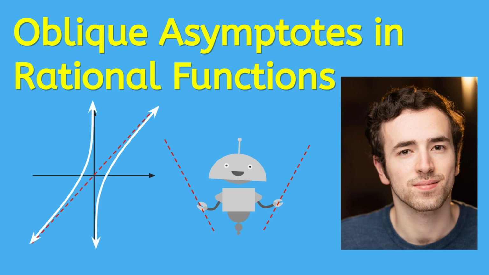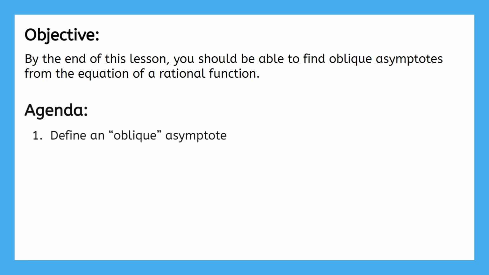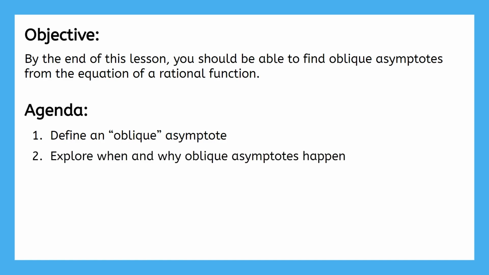In the last lesson, we mentioned that asymptotes don't always have to be vertical or horizontal. In this video, you'll see why. By the end of this lesson, you should be able to find oblique asymptotes from the equation of a rational function. First, we'll define what exactly an oblique asymptote is, and then we'll explore when and why these asymptotes happen. Then, we'll practice with an example problem.